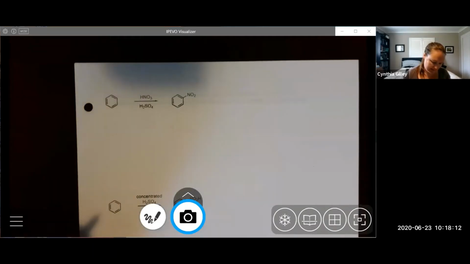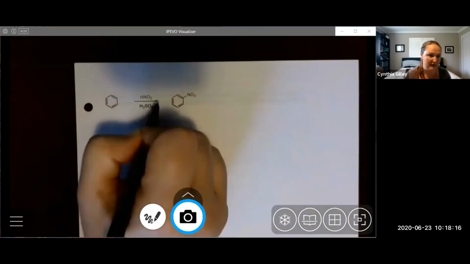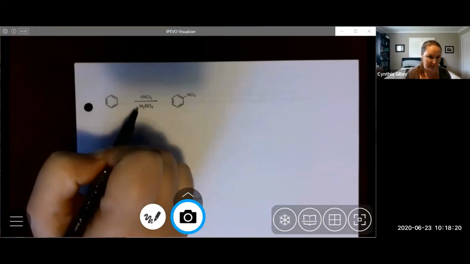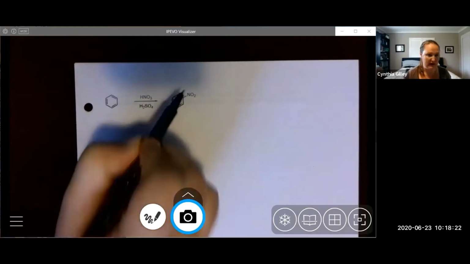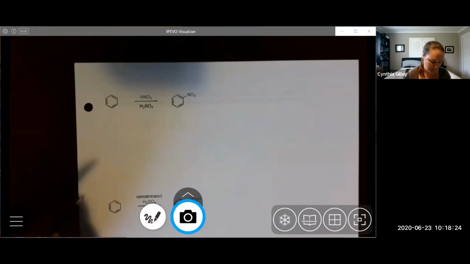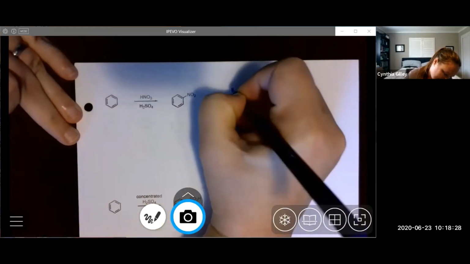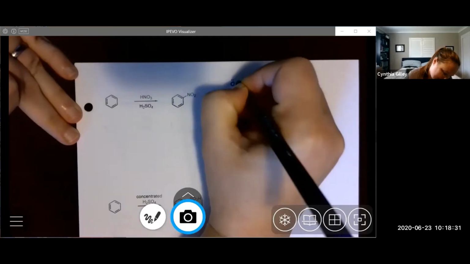Okay, so let's look at how do we generate the active electrophile, because nitric acid is not a strong enough electrophile to react directly with the aromatic ring. So nitric acid, like this.